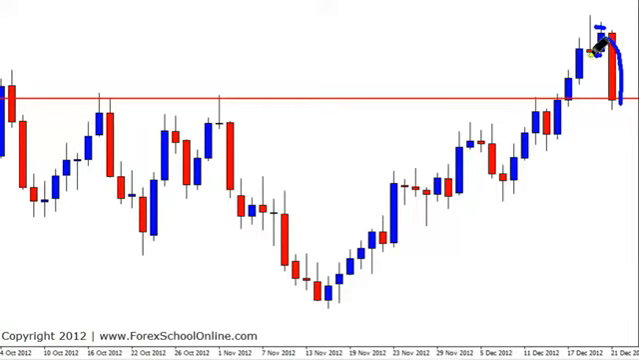And as I said, you'll notice as soon as price broke through the low of the pin bar, price collapsed lower.